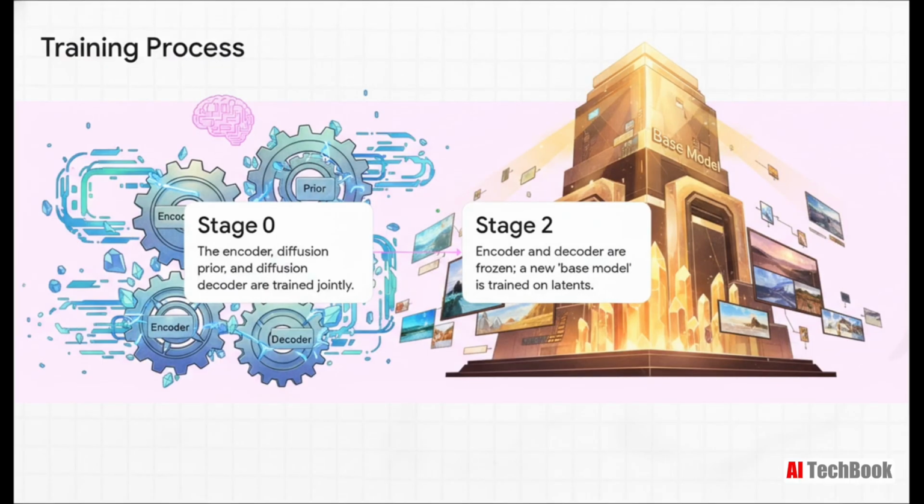The training process is also just brilliantly designed. It's done in two stages. In stage 1, everything is trained together. The encoder, the prior, the decoder, their one and only job is to learn the most efficient latent space possible. Then in stage 2, they freeze that super efficient encoder and decoder, and they bring in the big guns. A new, much larger base model that is laser-focused on one thing, generating the absolute highest quality output from those perfect latents. It's a strategy of optimizing for efficiency first, then scaling up for pure quality.